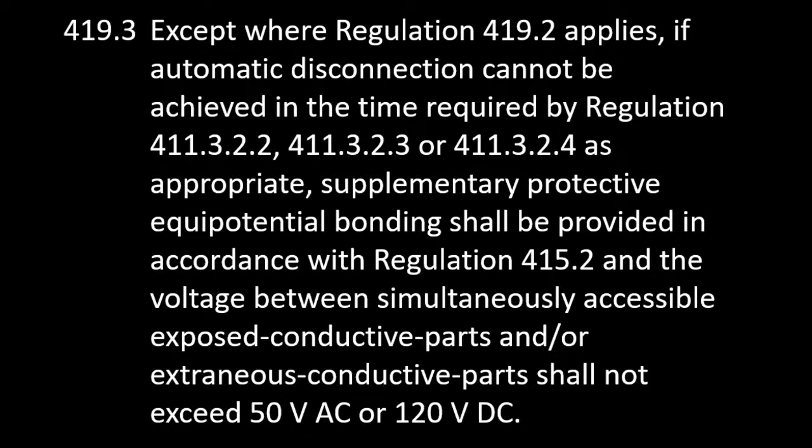So what we say is that for the time it takes to disconnect, we've just got to ensure that everything that's simultaneously accessible is supplementary bonded to make sure that, for the time that fault exists, no two parts which are conductive and accessible are going to rise in potential greater than 50 volts. So you know what your fault current's going to be. You can calculate what size cables you're going to need for the supplementary bonding to ensure that 50 volts.